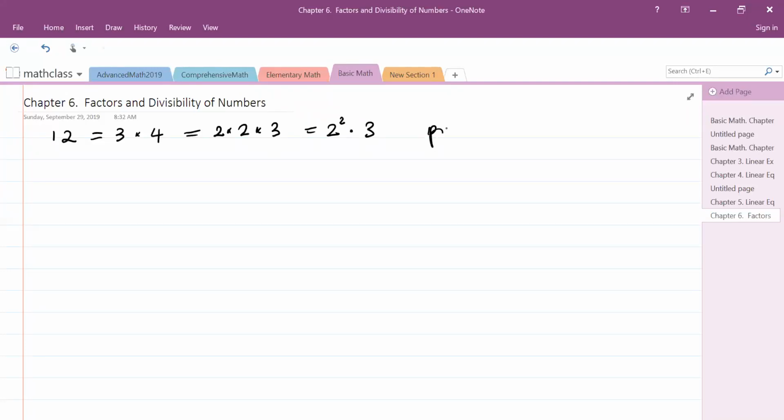So we call it prime factorization. Why prime factorization? Because each factor is a prime number.